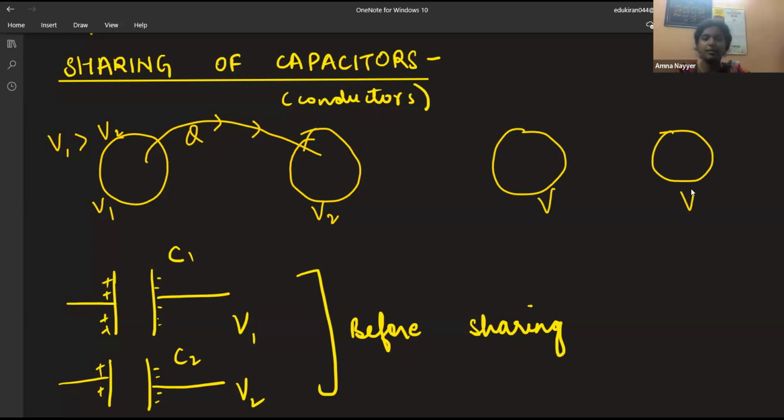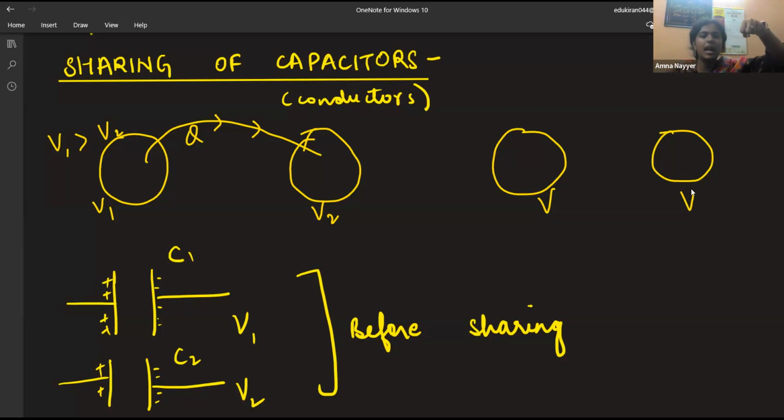I'm repeating, just listen carefully. Two capacitors are there, fine. One capacitor is having a higher potential. Let's say this is having a higher potential. This is having a lesser value of potential. So see, the charges will flow from higher potential to the lower potential till the time both have achieved this common potential.